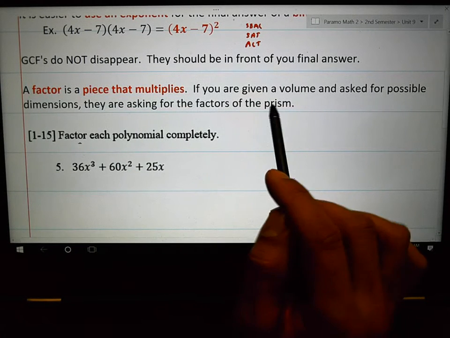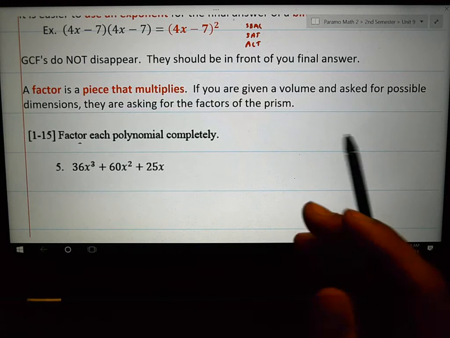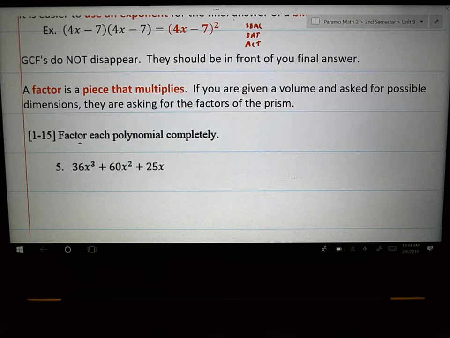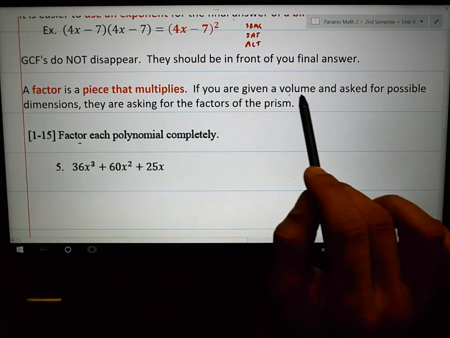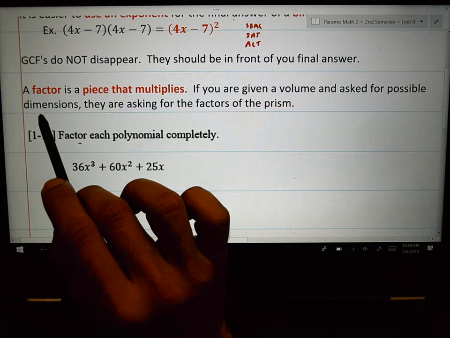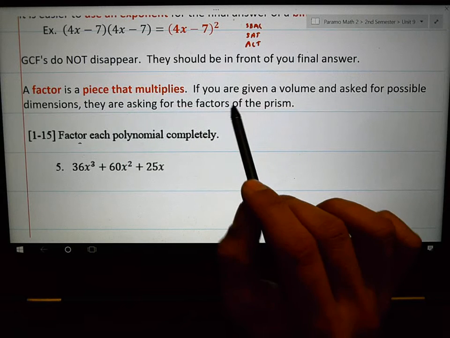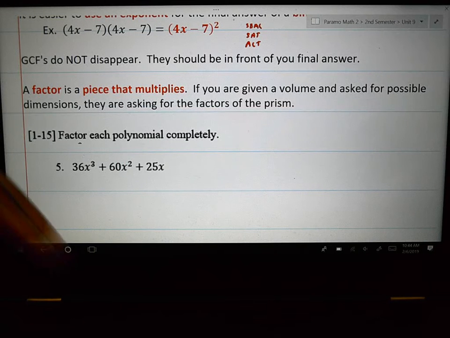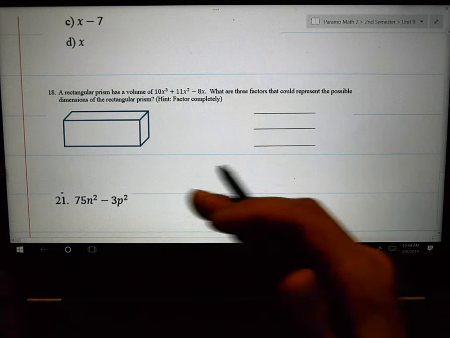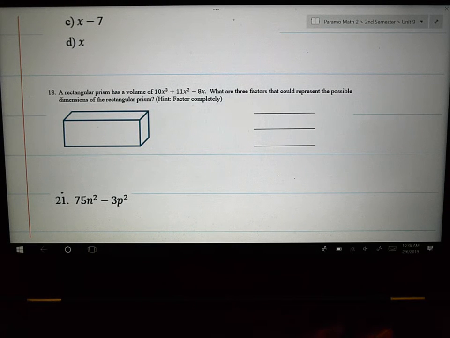Lastly, a factor is a piece that multiplies. If I ask you to figure out what the factors are, then you just tell me what are the pieces that multiply to be that particular solution or that expression. If you are given a volume and asked for possible dimensions, what are possible dimensions? They're basically saying, what are the factors of the prism? Factor it. What are the pieces? What's a possible length, width, and height? If you can do that, you can answer the question in a question that looks like number 18. Guaranteed to see something like this on your chapter test too, by the way.